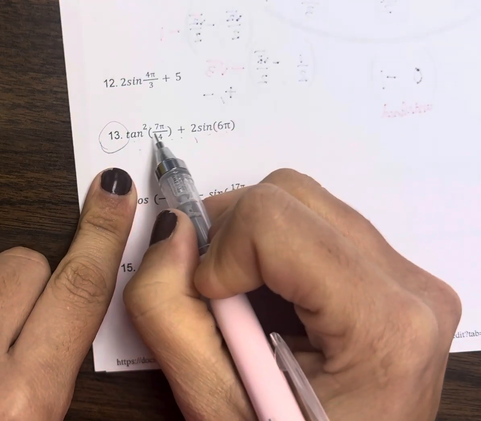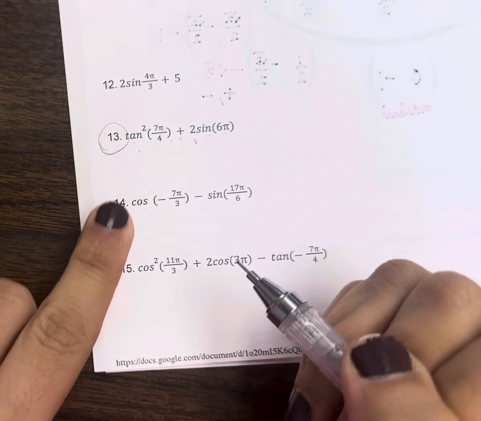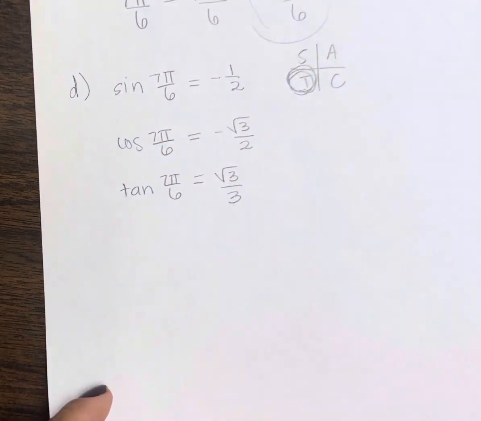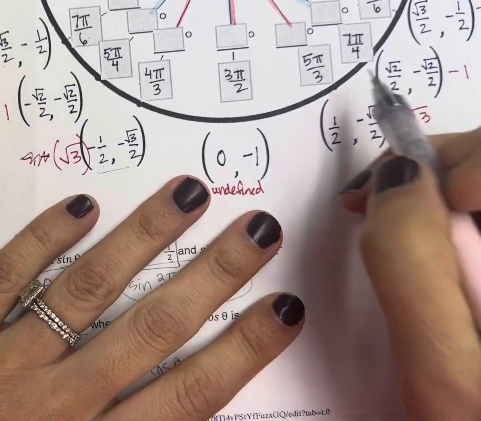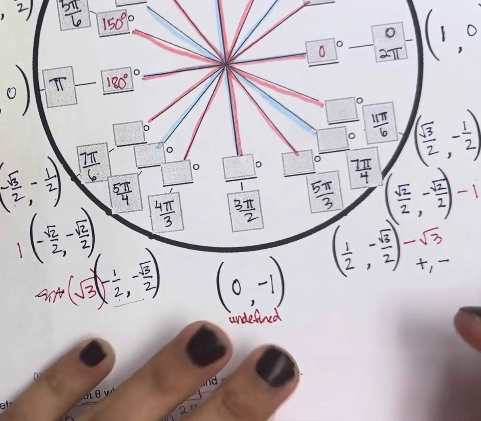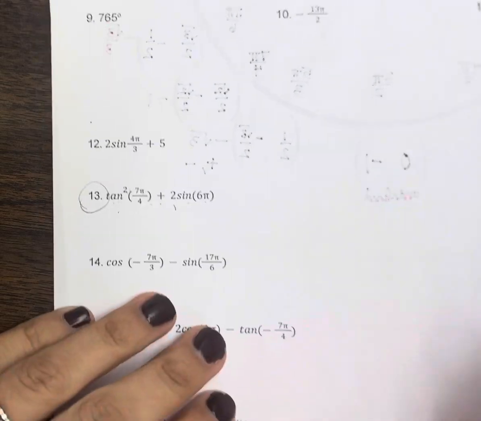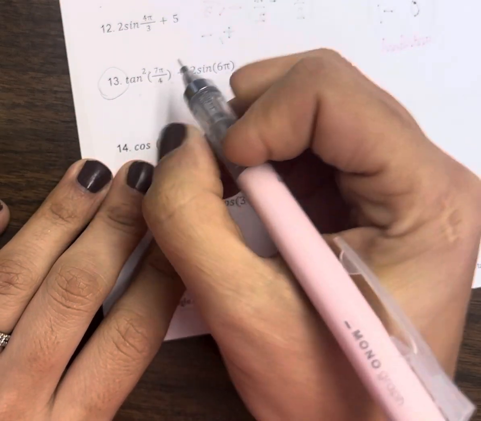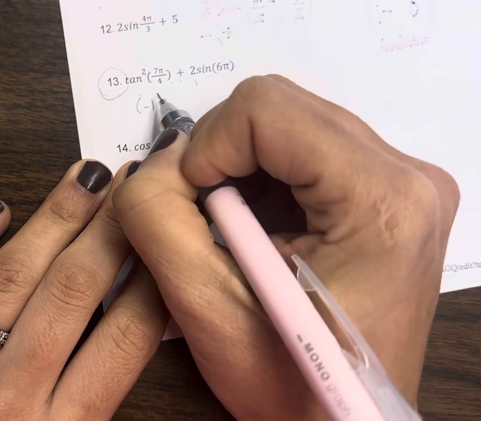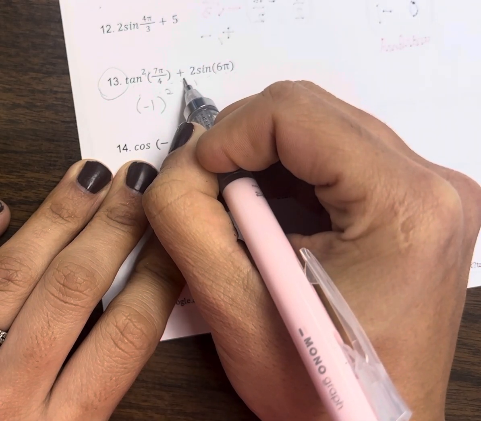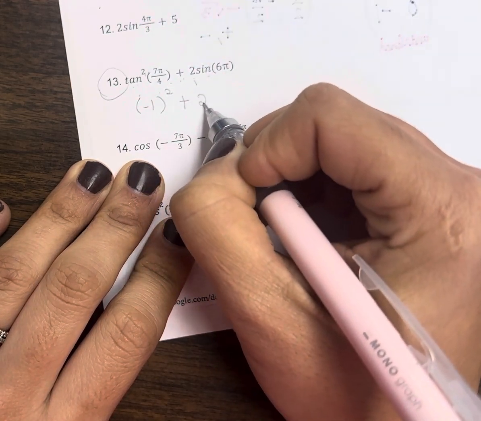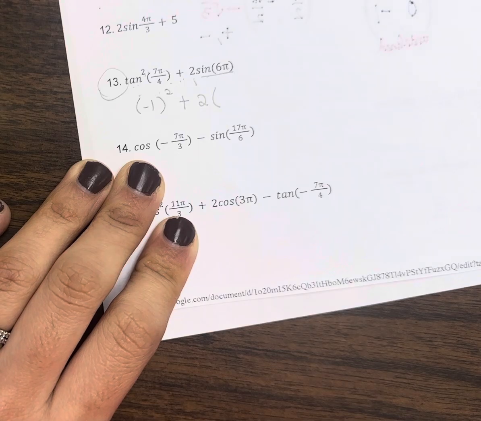Let's first figure out what tangent of 7 pi over 4 is, okay? 7 pi over 4 is right here, okay? And its tangent is negative 1. So this right here is just negative 1, but they want it squared. And then they want you to add it to 2 times whatever that is.